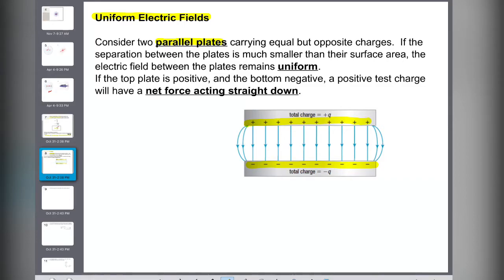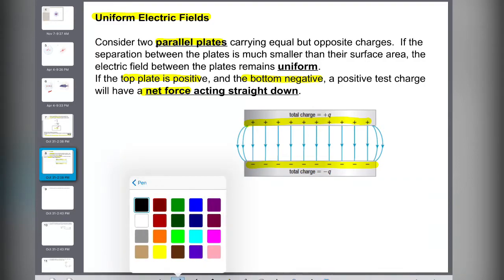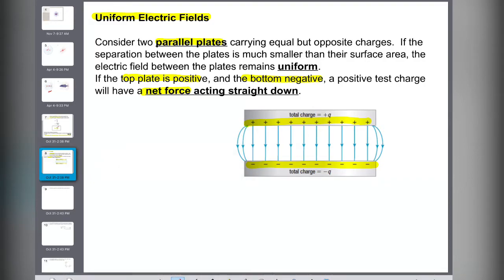If the positive is at the top and the negative is at the bottom, you will have a net force acting straight down. So if I have a little particle and the acceleration is going this way, the reason is that if I put a positive particle, do you see how it's going to be repelled from the top but attracted to the bottom? It's going to cause a net force. We call it the net electric force that is causing it to accelerate downwards.